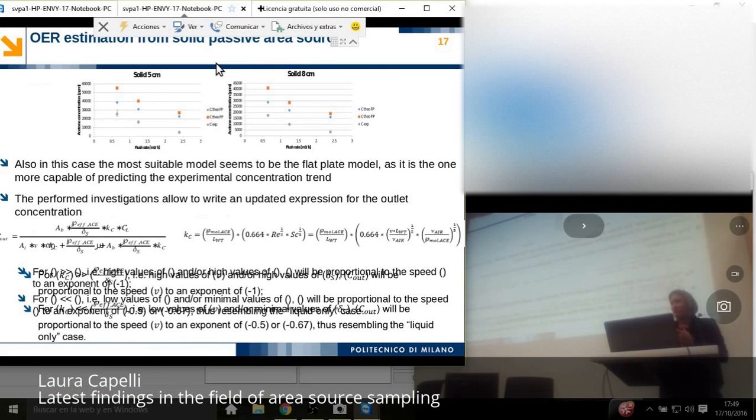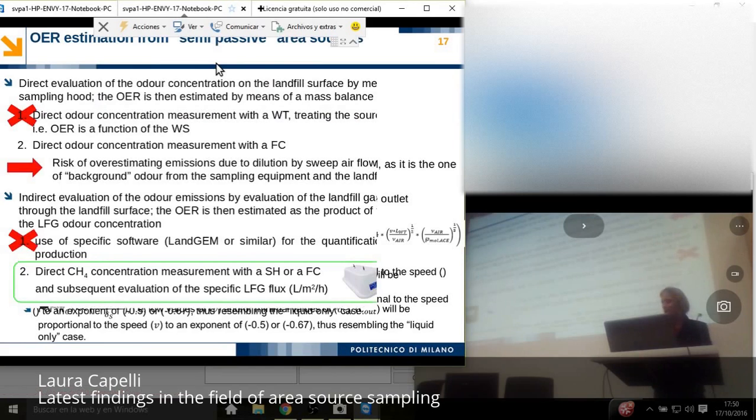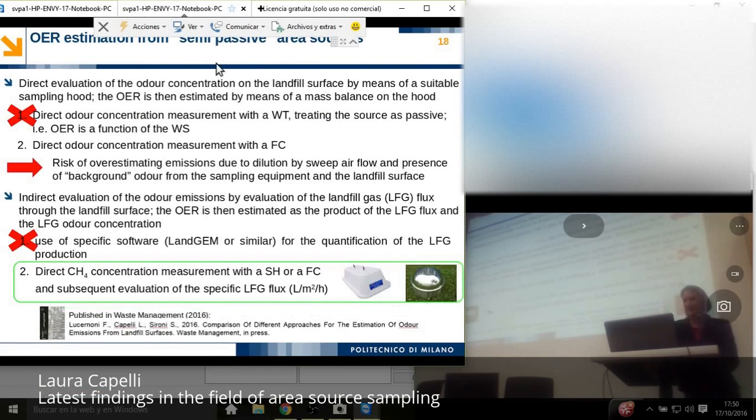In the other case, when the solid is very porous or when its thickness is very low, you have a situation in which you approach the liquid case only. And so you again have a situation in which the outlet concentration is proportional to the air velocity elevated to an exponent of -0.5, so similar to the liquid case. And about solids, that's all for the moment. The research is still going on, of course, but I'm not able up to now to give more accurate models.